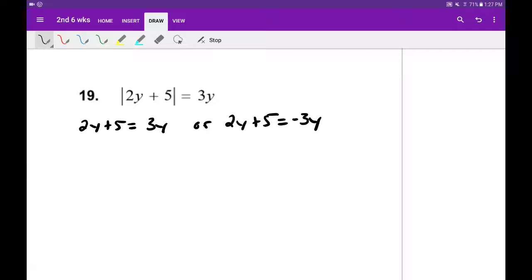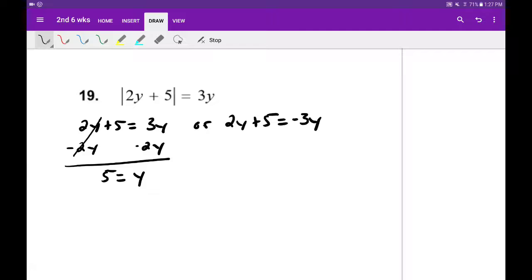So left equation. What I like to do is keep my y's positive, so I'm going to subtract 2y both sides. Those cancel, we get 5. 3y minus 2y is just y. So this one is already solved out, 5 equals y. I'm not going to box it yet because I don't know if this solution actually works when we plug it back into the original equation.